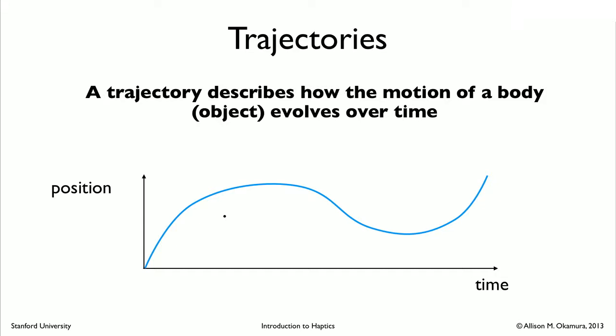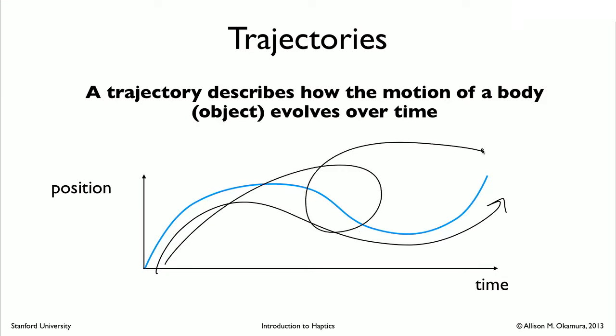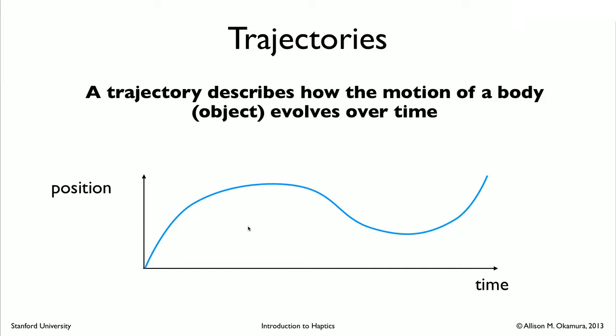So you're going to see a lot of plots like this, where you have a plot like position versus time, and you want to know what that's going to look like. And there are a few important things to consider. So one is that you can never go back in time, and so you should never see something loop over itself like that.